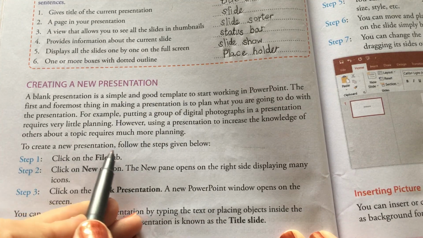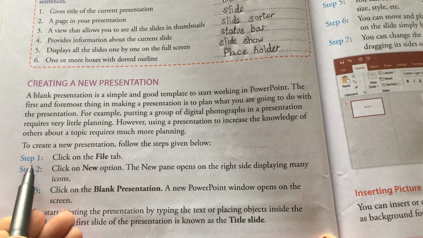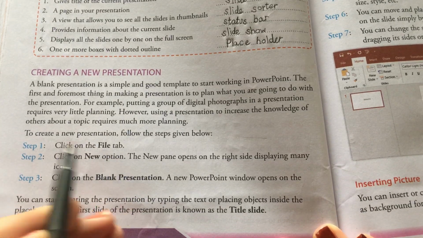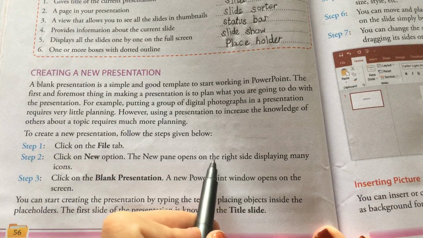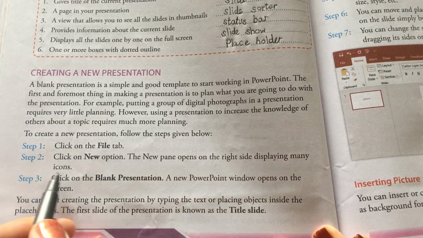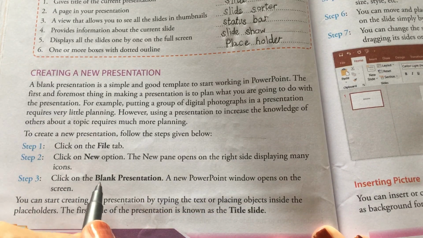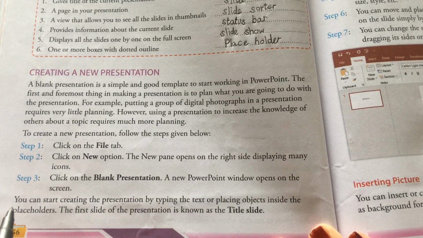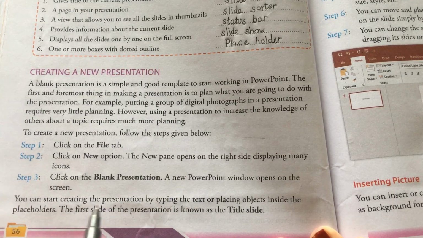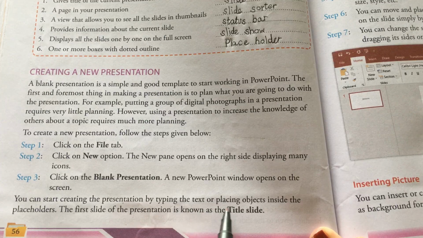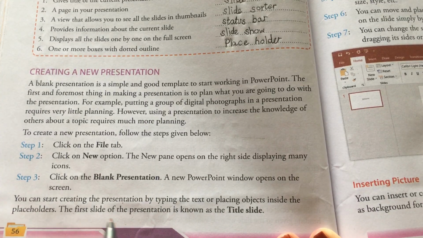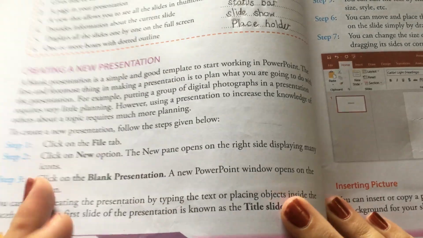To create a new presentation, step 1, click on the File tab. Step 2, click on the New option. The new pane opens on the right side displaying many icons. And step 3, click on the blank presentation. A new PowerPoint window opens on the screen. You can start creating the presentation by typing the text or placing objects inside the placeholders. The first slide of the presentation is known as the title slide.